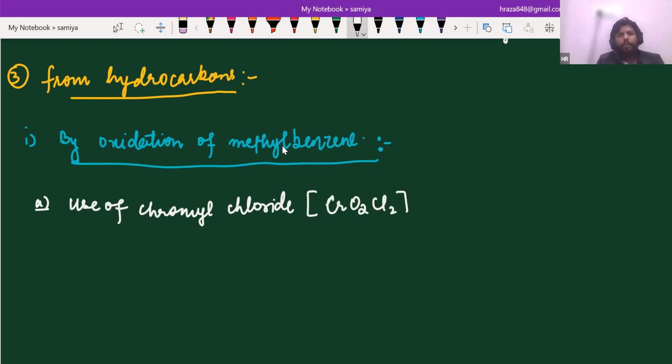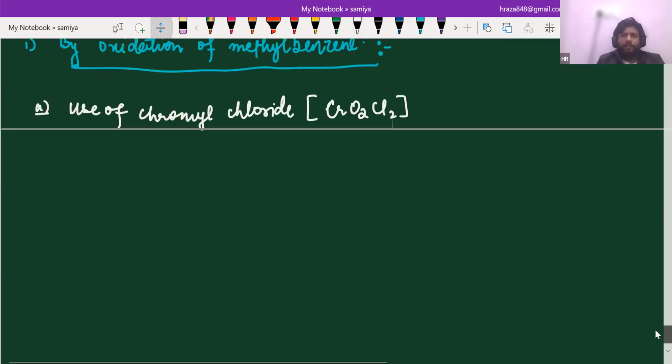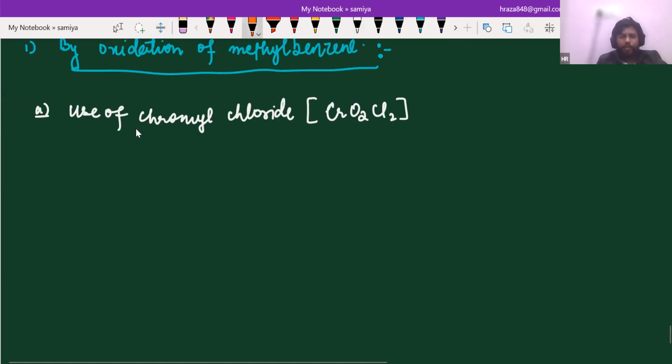This reaction is very important. Please do write it up to this. I'm going to write the reaction. It has been asked so many times. So basically here, if you have methyl benzene, as you know, this is your methyl benzene.